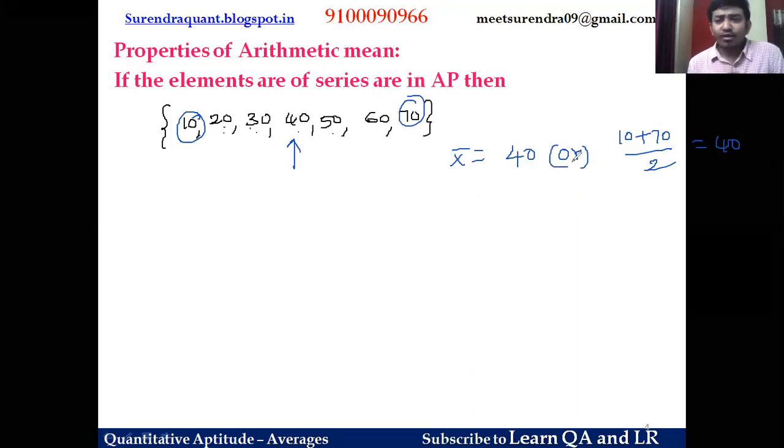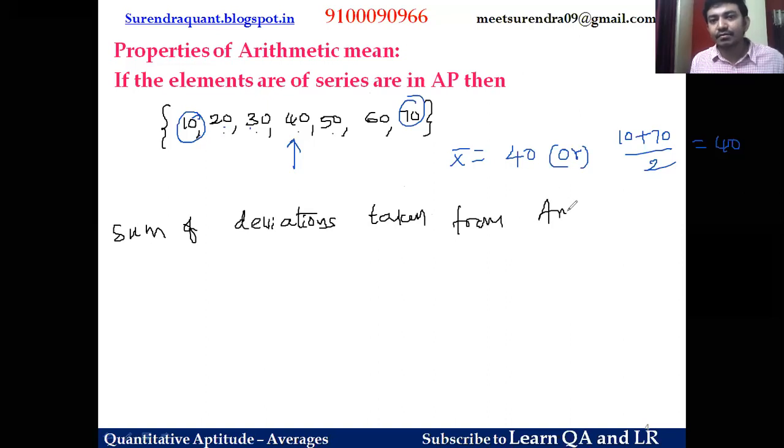There is one important property which comes many times in the SSC exam, that is, the sum of deviations taken from arithmetic mean is always 0. So let me write the property, then we will discuss what it is about. The sum of deviations taken from arithmetic mean, taken from M, is always 0.